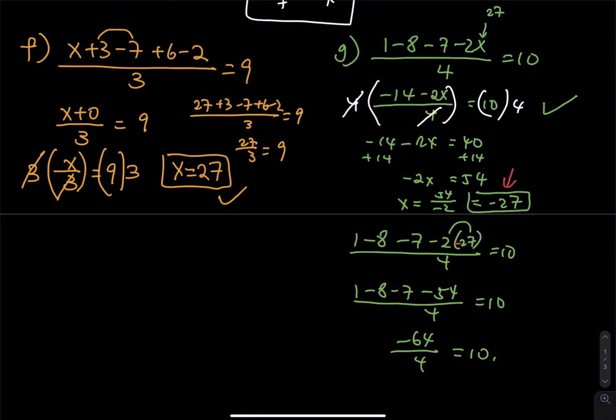And then here, I'm going to do the whole thing at the same time. 2 times negative 27, negative times negative becomes a positive. So 1 minus 8 minus 7 plus 54 is 40. So this is 40 divided by 4 equals 10. So my solution is perfectly right.